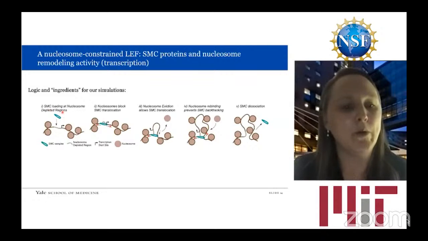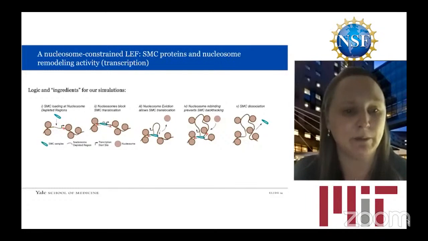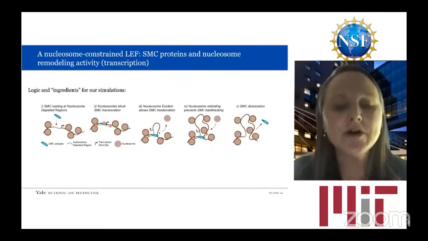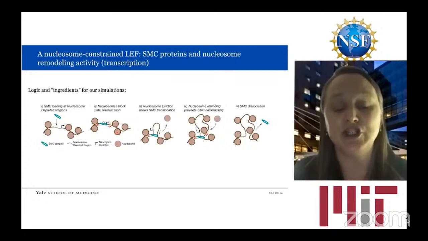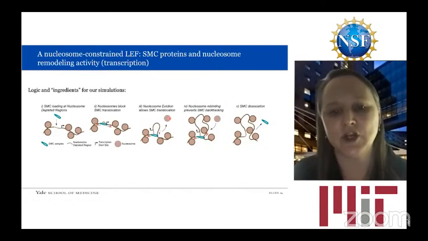And so we built these simulations, and I'll just take you through the concept of the simulation. Here we have biased loading of SMC complexes at gene promoters, which are the most common type of nucleosome depleted region. Those SMCs are constrained to the promoter unless there is remodeling of the nucleosomes that are adjacent that would otherwise constrain the SMC. This would be coincident with transcription, and so it's directional from that promoter through the gene itself, which would lead to the eviction or remodeling of nucleosomes that would allow the SMC to slide.